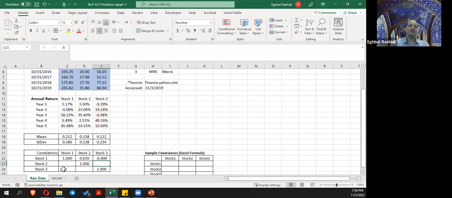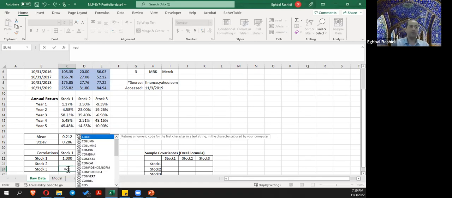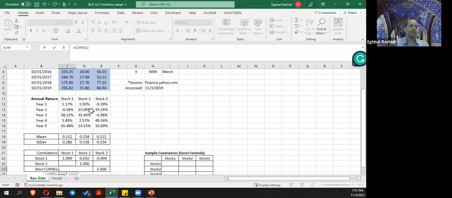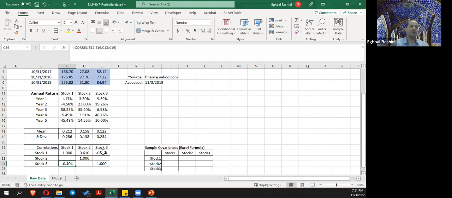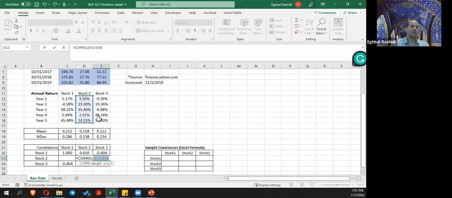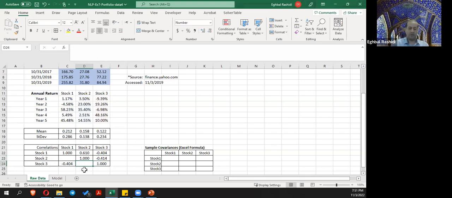So this value is the correlation between stock three and stock one, which is the same as stock one and stock three, but I'm going to compute it so you can see it with your own eyes. Okay, stock three first, then stock one. So as you see here, this is equal to this one. I'm also going to compute the correlation between stock two and stock three. Stock two, comma, stock three. But the correlation of stock three and stock two is also the same.